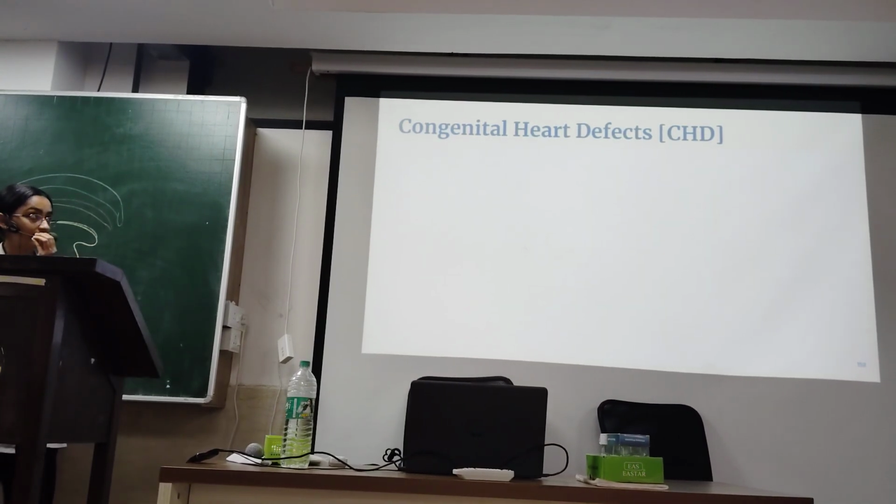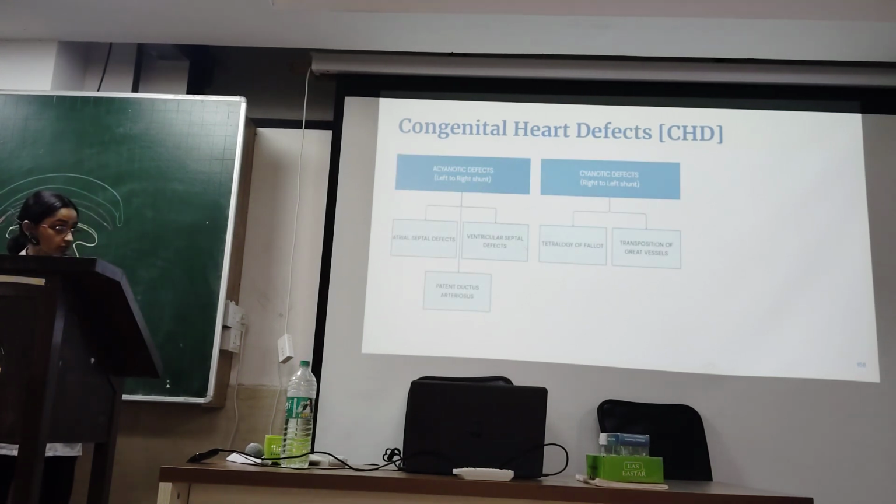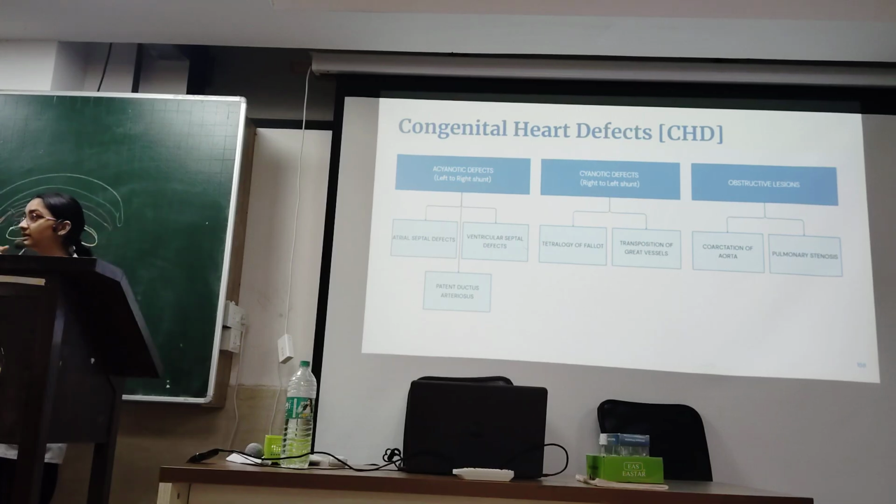You have congenital heart defects. These congenital heart defects can be divided into acyanotic defects, cyanotic defects, and obstructive lesions. Acyanotic defects refer to a defect which results in shunting of the blood from the left side of the heart to the right side of the heart.